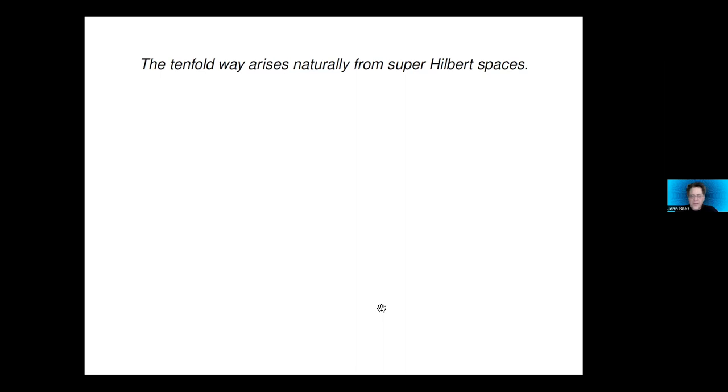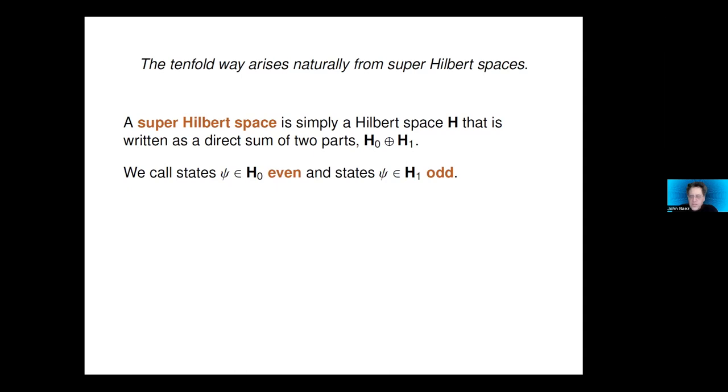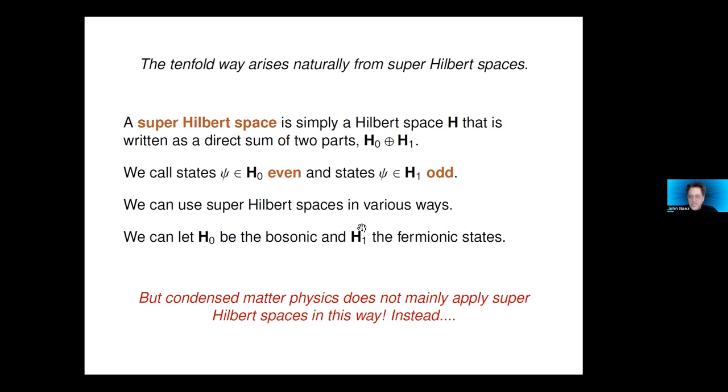It happens whenever you have your Hilbert space chopped into two parts. So a super Hilbert space is just a Hilbert space that's written as the direct sum of two parts, H0 and H1, which we call even and odd parts. So we could call states even if they're in H0 and odd if they're in H1. Now, there are different applications of super Hilbert spaces.